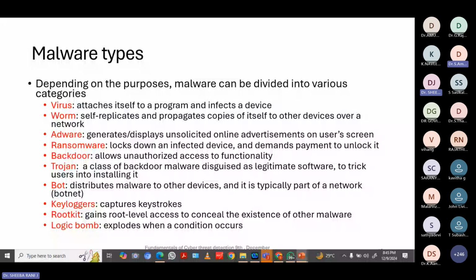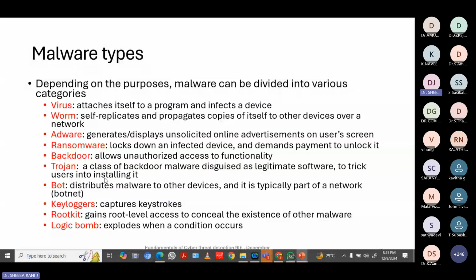So you see, automated malware detection. One question, ma'am. Give one example of a Trojan. Now you see, my screen is visible. Yes, okay, ma'am. Wait 1 minute.